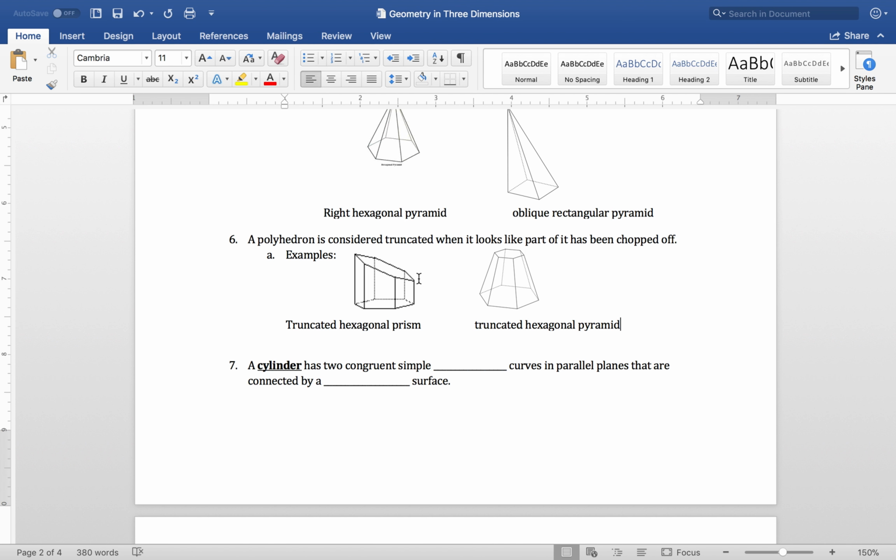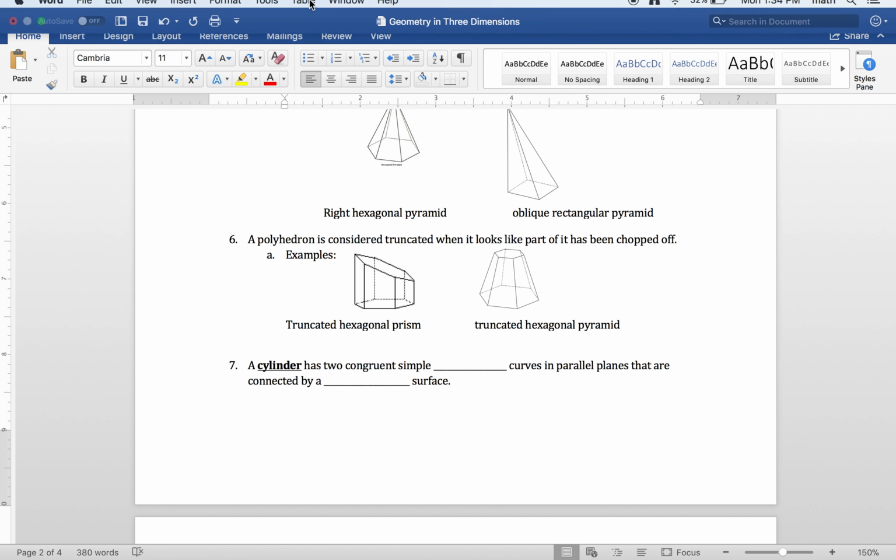I just have to look and see if my lateral faces look like they're going straight up and down, those 90 degrees down here, they're all going straight, then I'm in a prism. If it looks like they're getting smaller and smaller, closer and closer together as I get to the top, I'm going to be dealing with a pyramid.